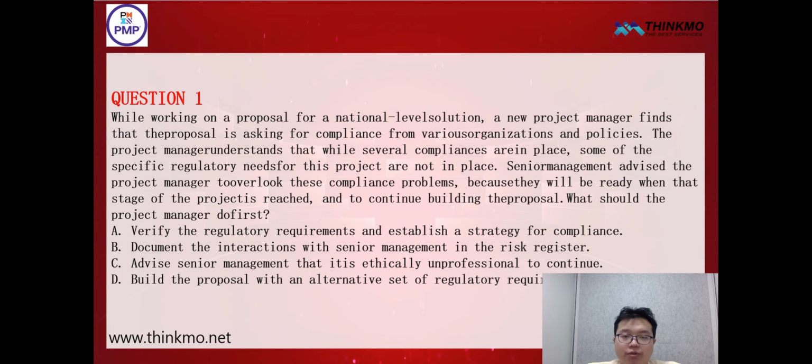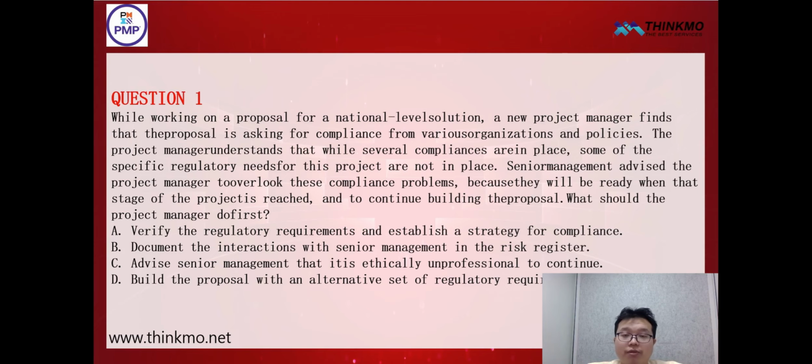Option B is about recording interactions with senior management in the risk register, which actually doesn't have much significance. The risk register is to record project risks, and it can include risks arising from ignoring compliance. However, there is no need to record interactions. So which option should we choose for this question? We should select option A, verify regulatory requirements and establish a compliance strategy.